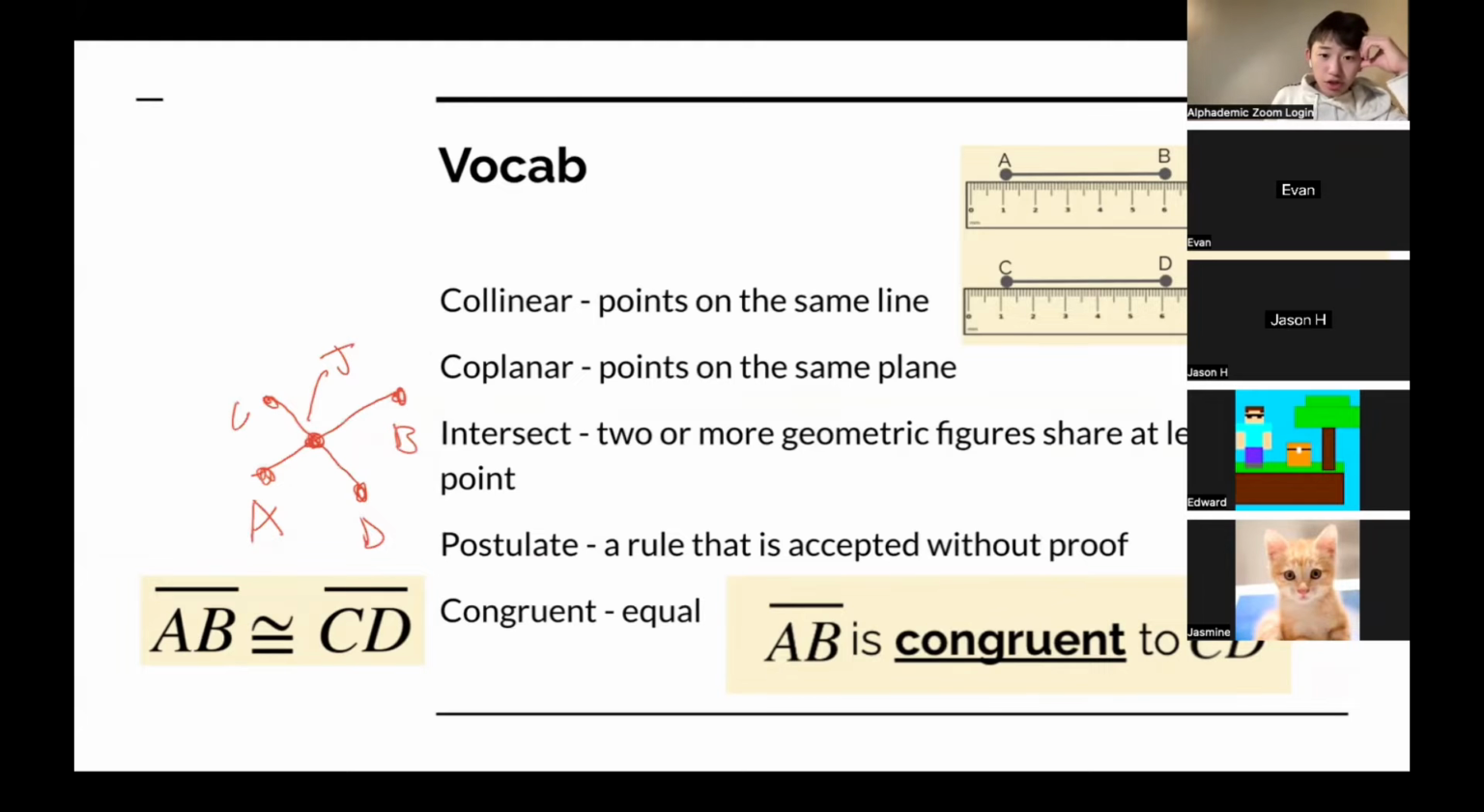A postulate is just a rule that is accepted without proof. This will be important when we later on get into proofs in geometry. And congruent just means equal. So for example, if they say AB is congruent to CD, that just means the length of AB is equal to the length of CD. And you would write it like this: AB, you write congruence with the equal sign and then the squiggly line on top. That is how you would show that two segments are congruent to one another.